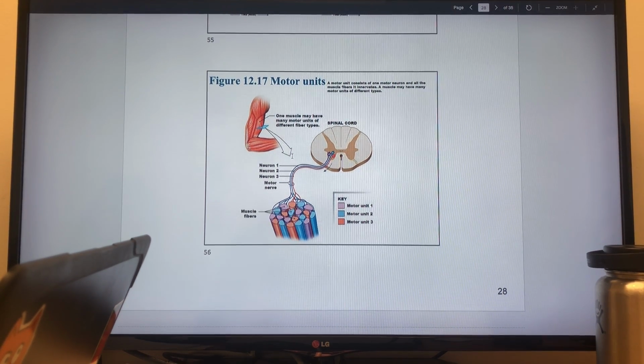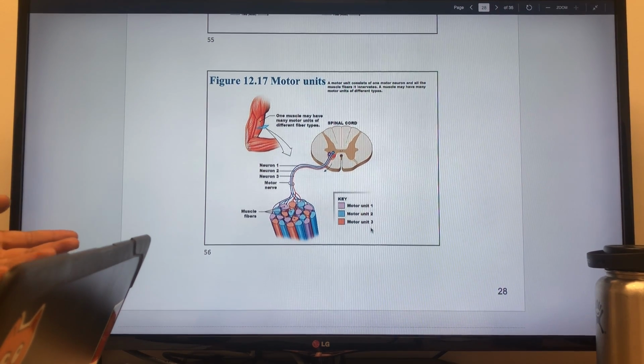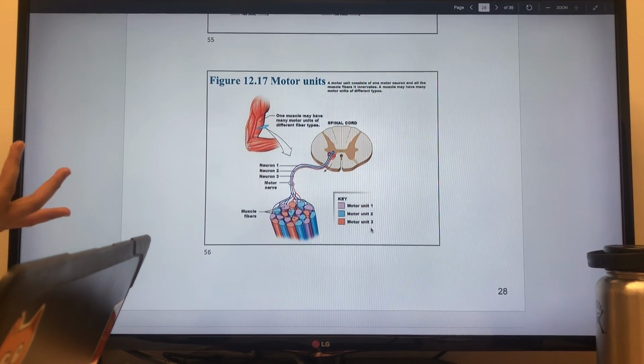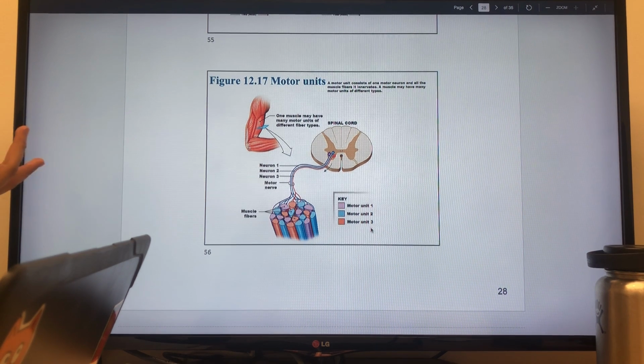So if I have muscle fiber A as the blue, B as the purple, and C as the red, I have one neuron connected to that, and it has a lot of branches that interconnect all of those. They intermingle with one another. In a lab, you could probably fire off just one, but together, if I fire off motor unit 1, it'll fire off motor units 2 and 3, right? It makes sense because your body wants to be efficient.